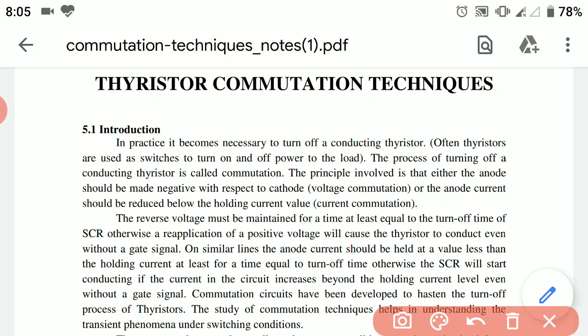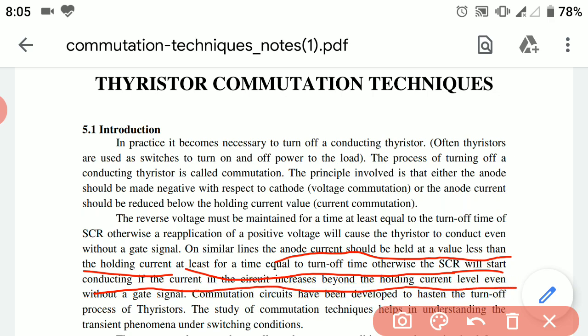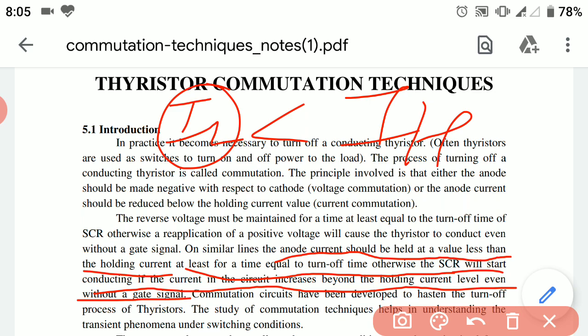On similar lines, anode current should be held at a value less than holding current at least for a time equal to the turn off time of SCR. Otherwise, the thyristor will start conducting if the current in the circuit increases beyond the holding current level, even without a gate signal. So according to the second condition, we have to maintain a current level less than the holding current level.